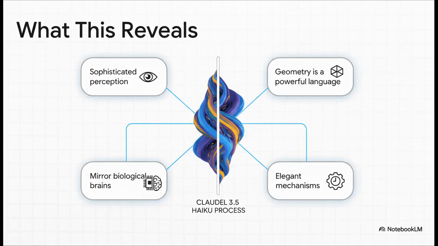So what does all of this tell us? What has looking at this one simple task actually revealed? Well, for one, it shows that the early layers of a model aren't just crunching data. They're performing really sophisticated perception. Second, it shows that geometry is an incredibly powerful language for understanding how these AIs actually compute things. And maybe the most fascinating thing of all is that these models can independently come up with solutions that are strikingly similar to what nature figured out ages ago, hiding these absolutely beautiful mechanisms inside the most boring everyday tasks.